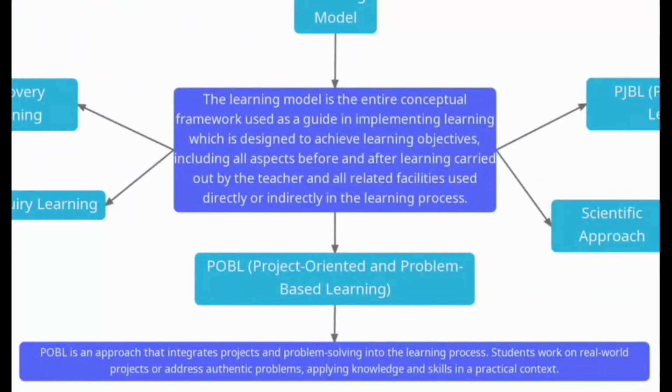The next is POBL or problem-based learning. POBL is an approach that integrates project and problem solving into the learning process. Students work on real-world projects or address authentic problems, applying knowledge and skills in a practical context.